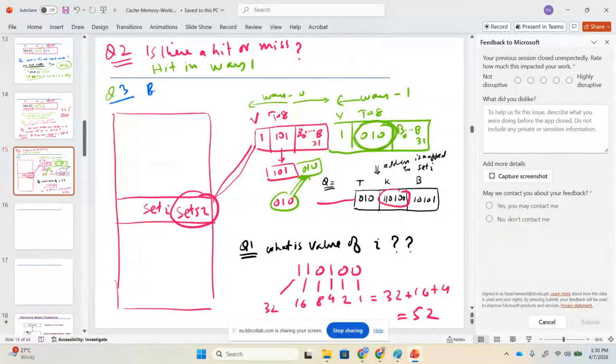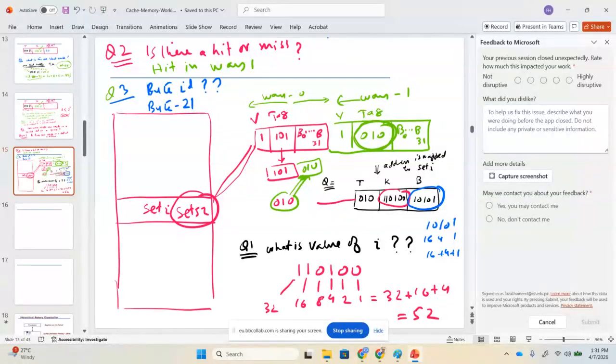What is the byte ID? The byte ID is 10101. So it is actually 1, 2, 4, 8, 16. So the byte ID is 16 plus 4 plus 1. The byte ID is actually byte number 21. Got it or not got it?